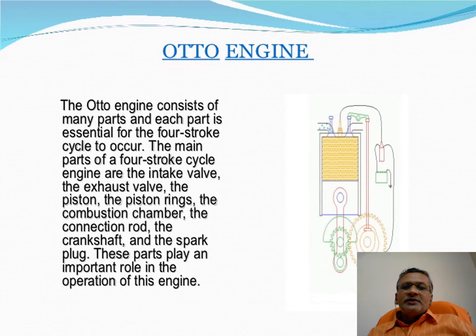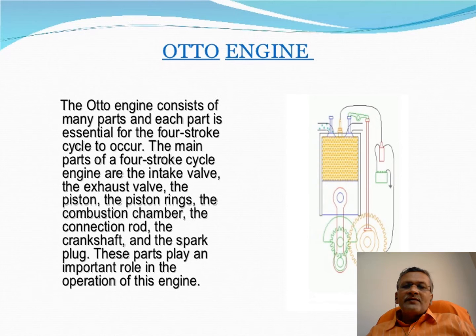The Otto engine consists of many parts. Each part is essential for the stroke cycle to occur. The main parts of our four-stroke cycle engine are the intake valve, where we can pass the air and petrol, and the exhaust valve, from where the exhaust gases come out. This is the inlet valve, and this is the exit valve.